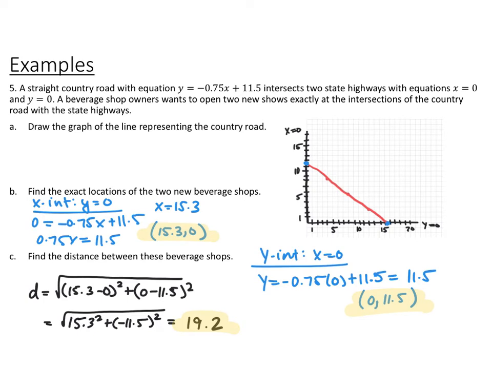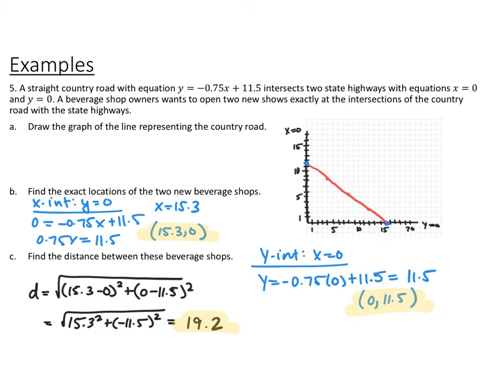So I found the x and y intercepts because that's the intersection with x equals 0 and y equals 0. So my x-intercept is where it intersects the x-axis, or y equals 0. So I plugged in 0 for y. And then I moved the negative 0.75x to both sides, divided both sides by 0.75, and got x to be 15.3. So our x-intercept is 15.3, 0.